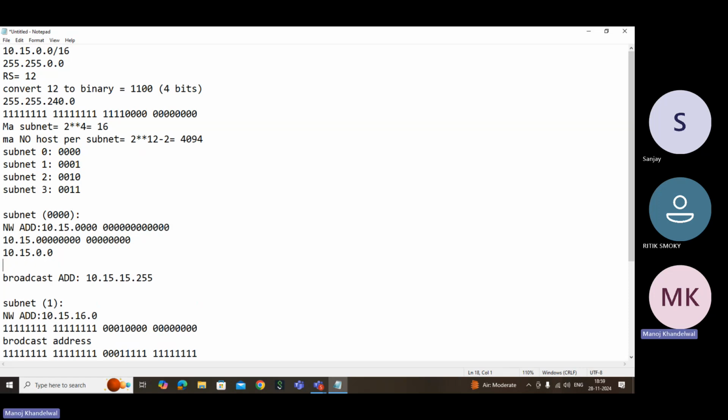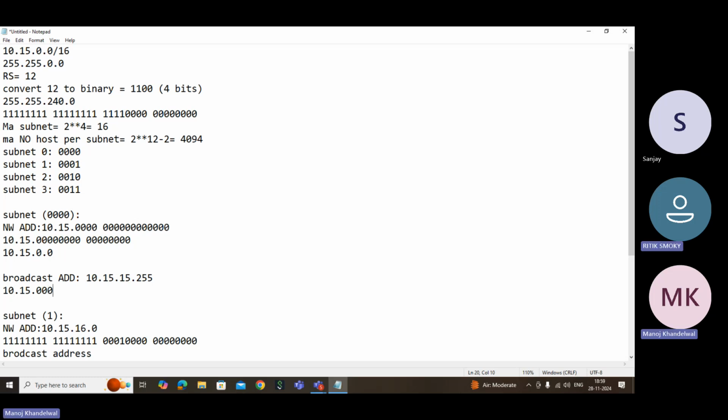And what will the broadcast be? What is the funda of the broadcast address? In the broadcast address, only the host part is all ones. The network part is 10.15, the subnet part is 4 zeros, and the host part is 12 ones.